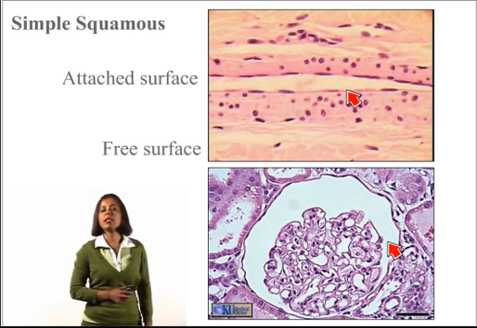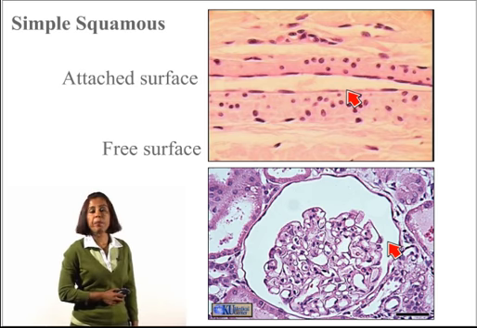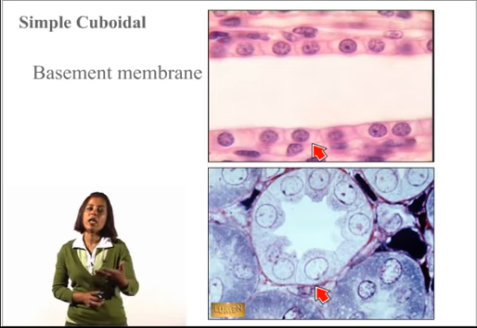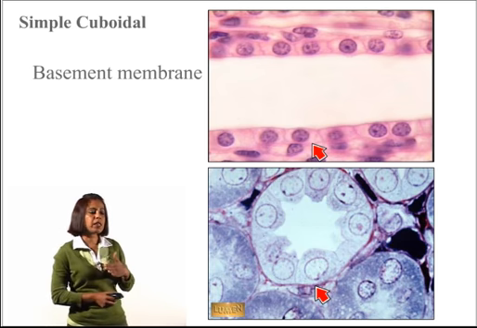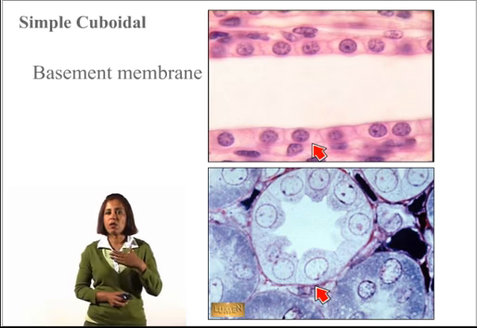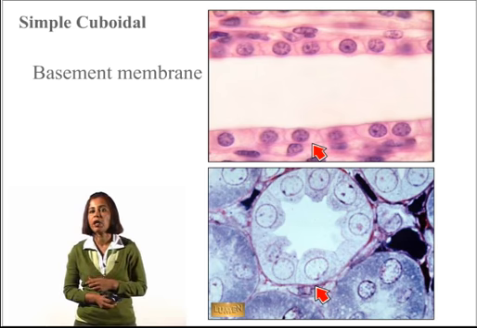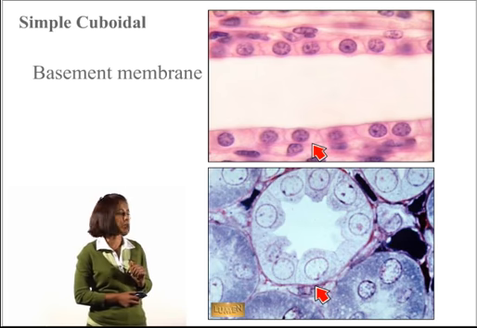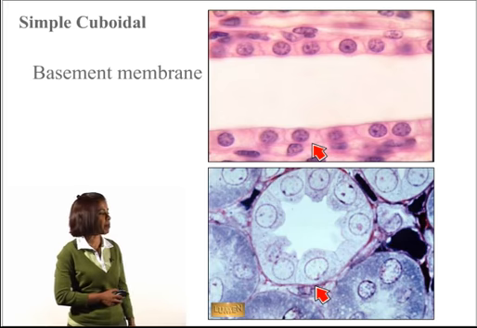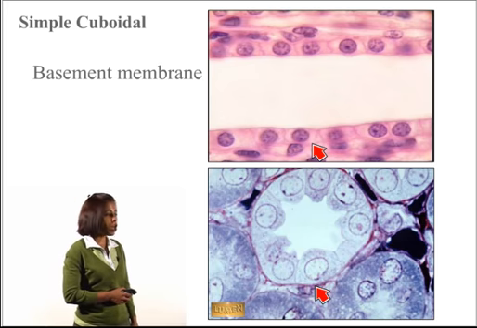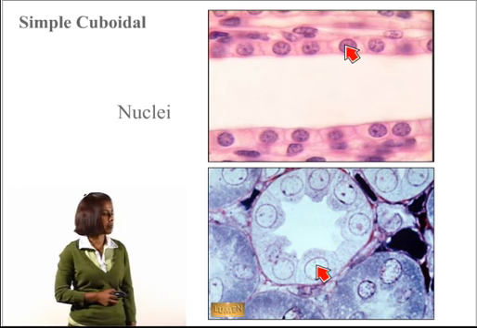Next, let's look at simple cuboidal epithelium. And again, you have the basement membrane. And how do you tell where the basement membrane begins? You will notice that the basement membrane begins from an area where, above the area, the nuclei of the cells have a very orderly arrangement. So here too you can see the arrows pointing to the basement membrane, and lying on top of the basement membrane are the nuclei of the cuboidal cells.